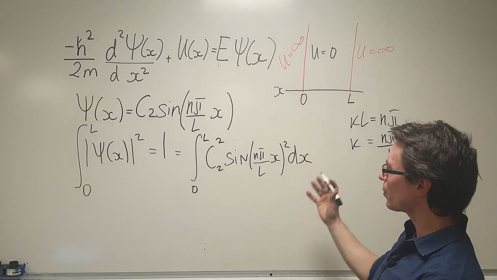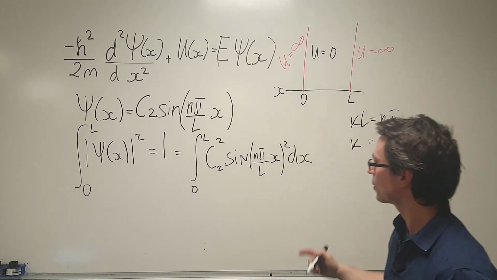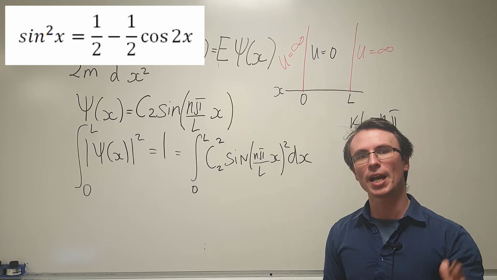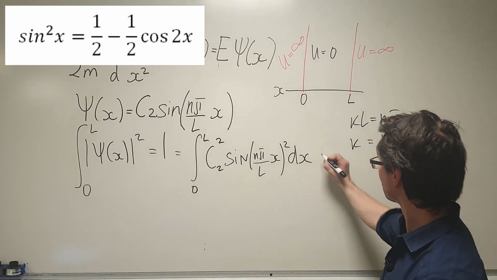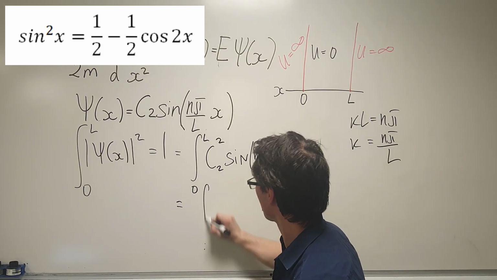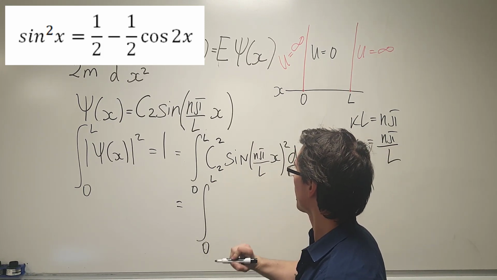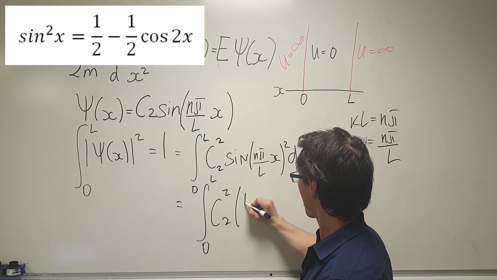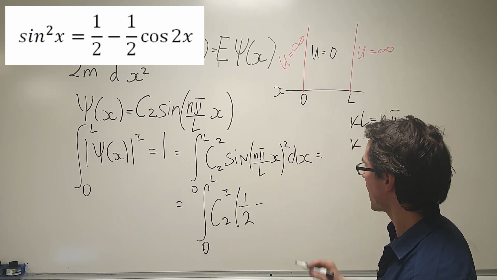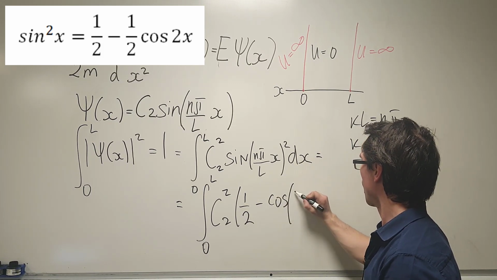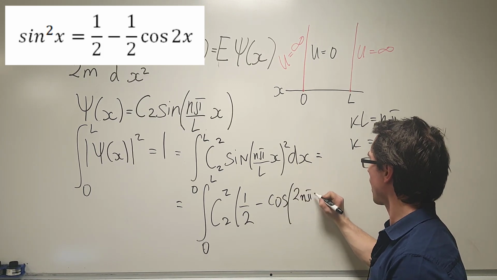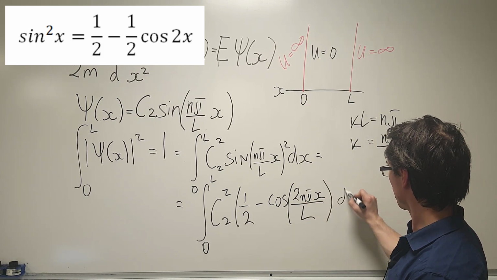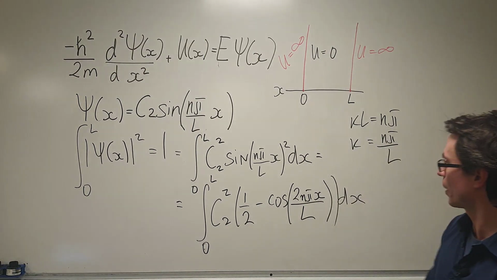Okay, well then I'm going to use just a standard trig identity for sine squared, which is going to equal a half times 1 minus cosine of double the angle. So this will then be equal to the integral between 0 and L of c2 squared. And then we're going to have a factor of a half take away the cosine of 2n pi x over L, and then we're going to be integrating that with respect to dx, and we have another bracket over here.